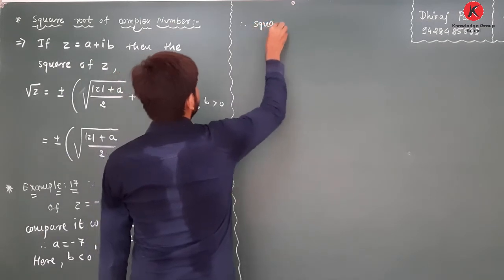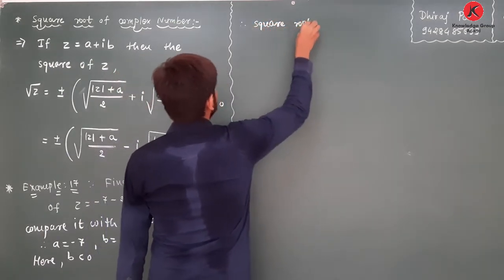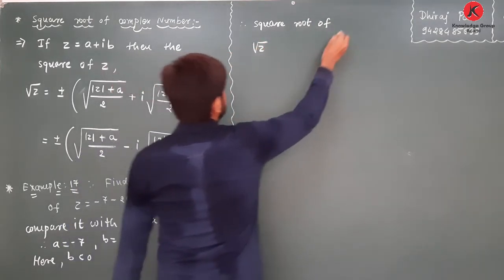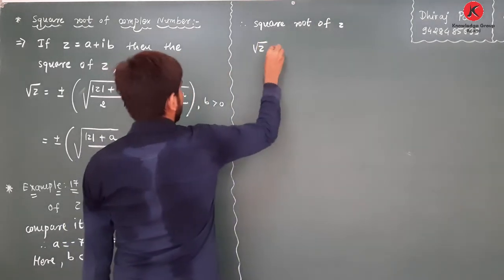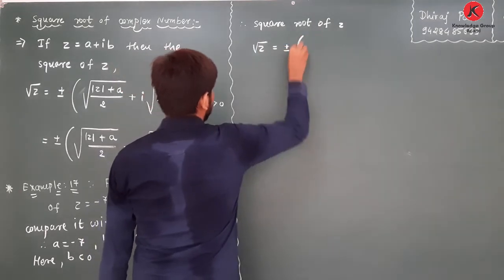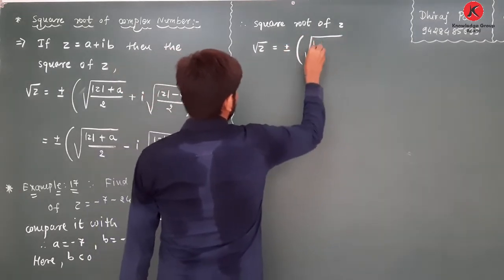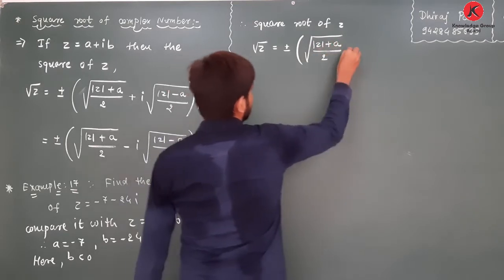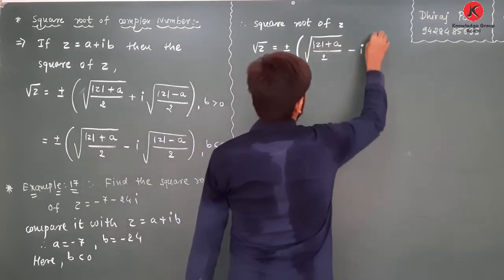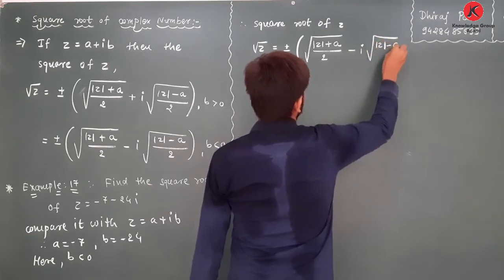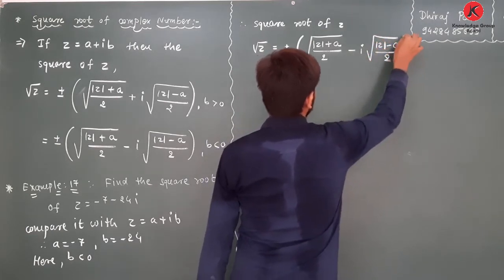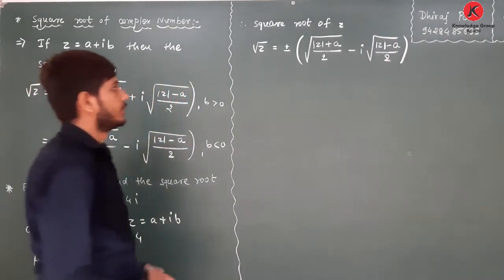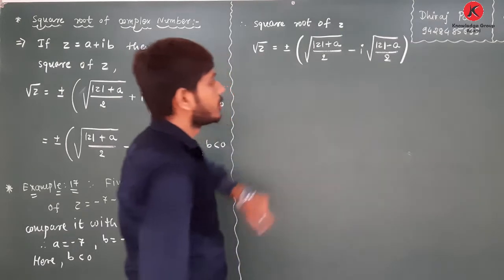the square root of z is given by plus or minus under root of modulus of z plus a, the real part, upon 2, minus i under root of modulus of z minus a divided by 2. Clear? This is the formula, and for this formula we require modulus of z here.